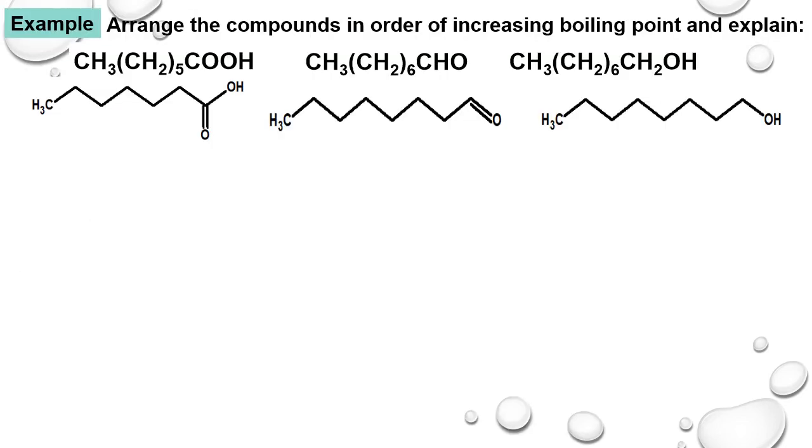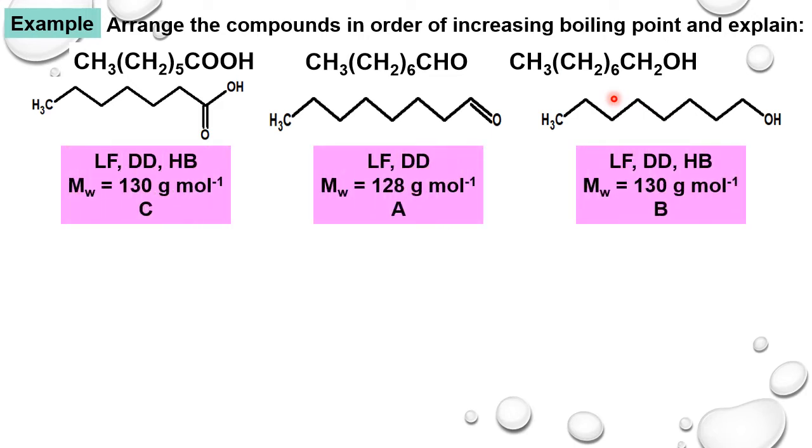Okay, let's look at an example. Arrange the compounds in order of increasing boiling point and explain. So kita ada tiga compound yang berbeza dekat sini. So apa yang awak kena buat adalah first, awak kira dia punya bilangan karbon. Kemudian check the type of intermolecular forces, and also the molecular weight.